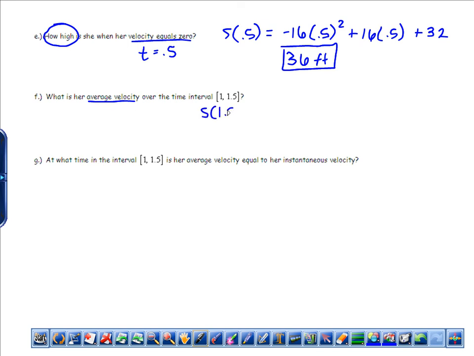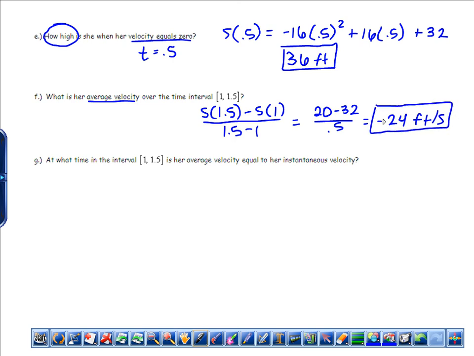We're finding s of 1.5 minus s of 1 over, this is what we did on the first page, 1.5 minus 1. Okay, so we're kind of going back to a less accurate answer because we're going over an interval. And so this is going to be, when you put the numbers in, you get 20 minus 32 over 0.5, and you get negative 24 feet per second. That is her average velocity over that interval.